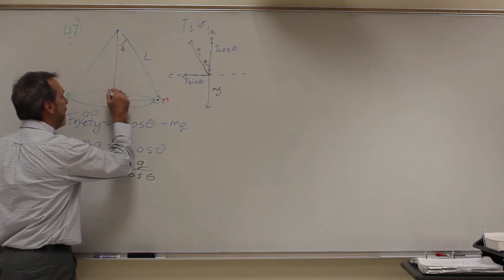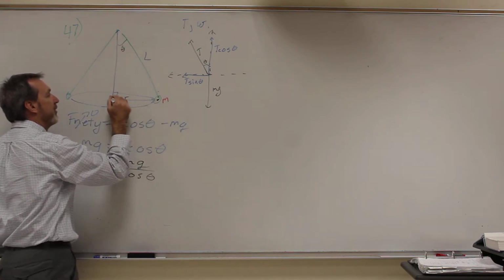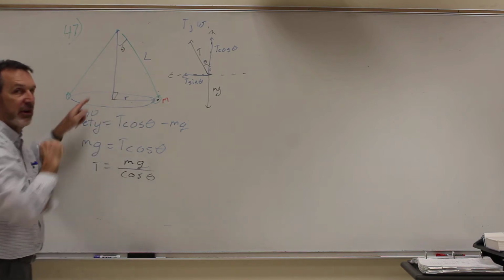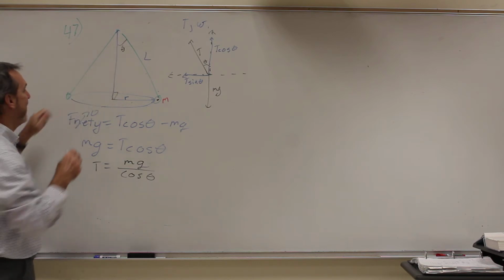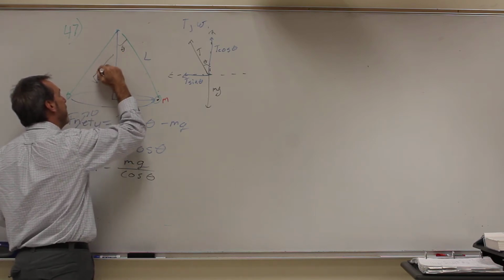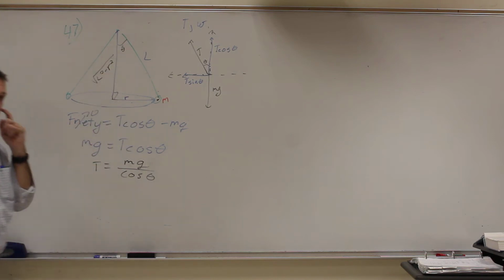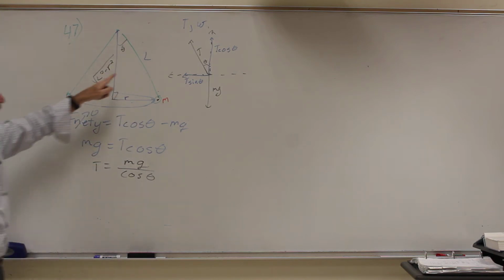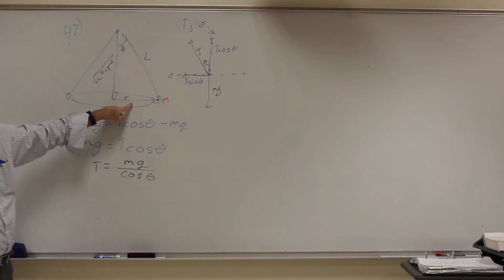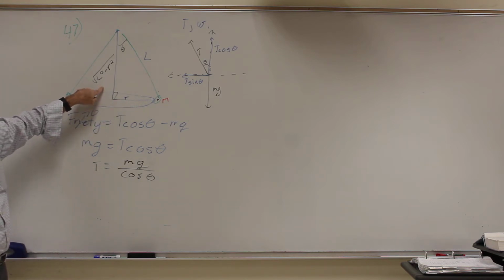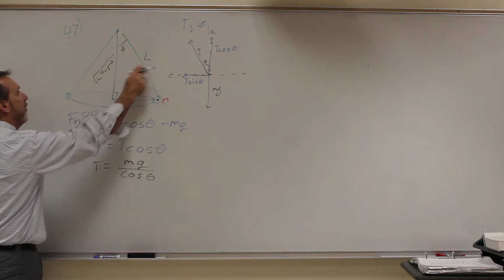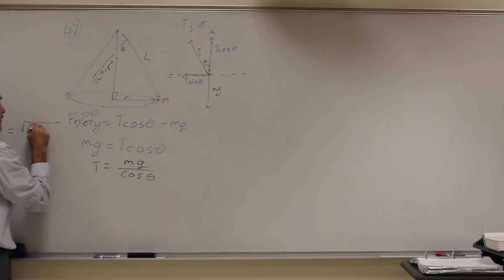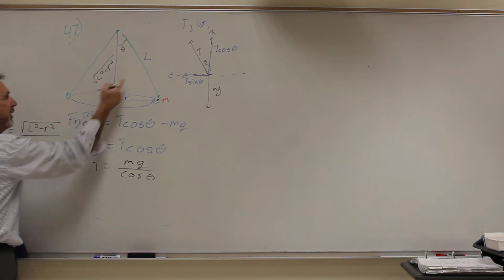But if I look, I have a right triangle right here. This is the hypotenuse, this is the opposite, and then this is the adjacent leg. I need to know what that adjacent leg is. But since it's a right triangle, I can just use the Pythagorean theorem and realize that this is the square root of L squared minus R squared, because this is the hypotenuse, this is one of the legs. Well, I can just say, oh, cosine theta then, cosine theta is equal to the adjacent over the hypotenuse. So the square root of L squared minus R squared over L.